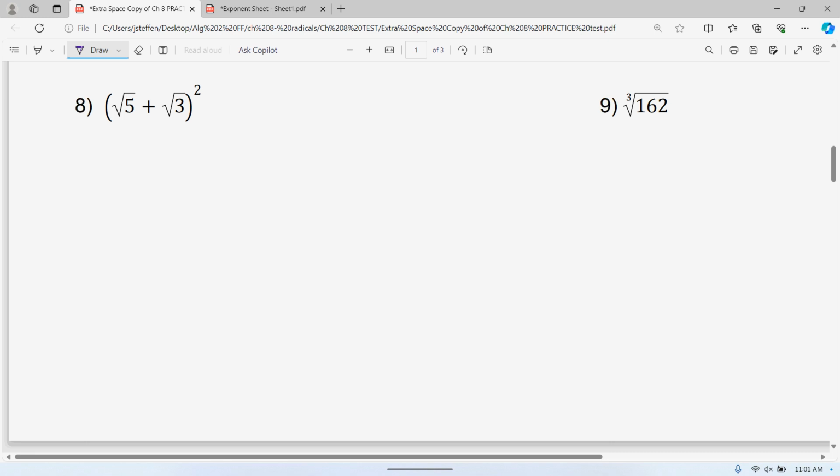A couple people that see this have asked, and they said they didn't know how to do this. Most of you guys actually do. One thing I will tell you, you do not just take this and go to both of them and say, oh, that's square root of 5 squared, square root of 3 squared, so this is just 8. You do not do it that way.